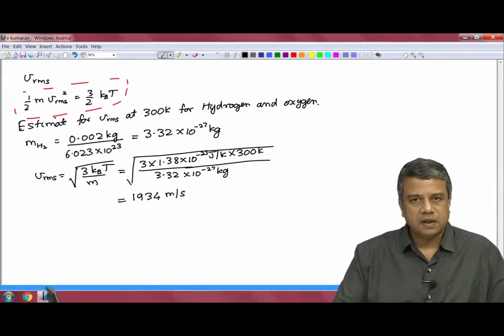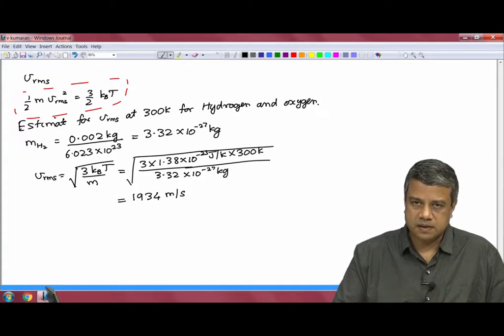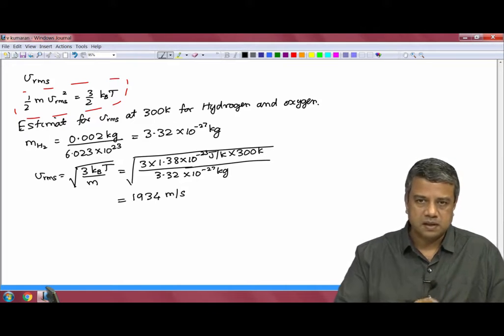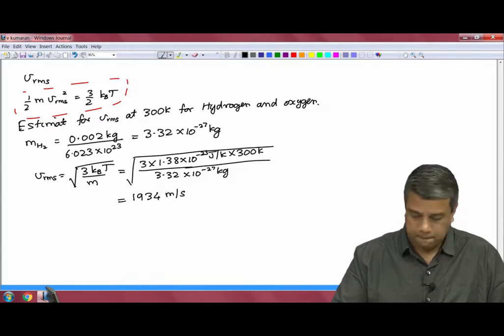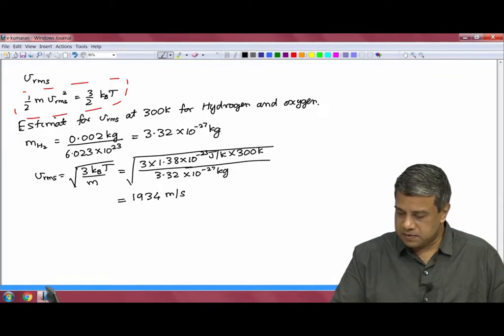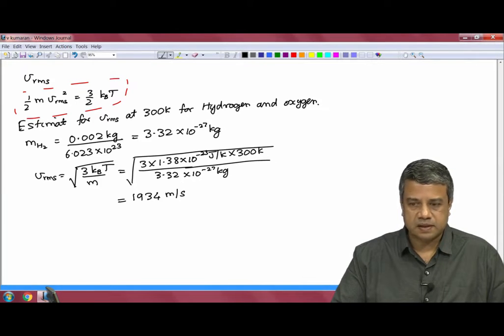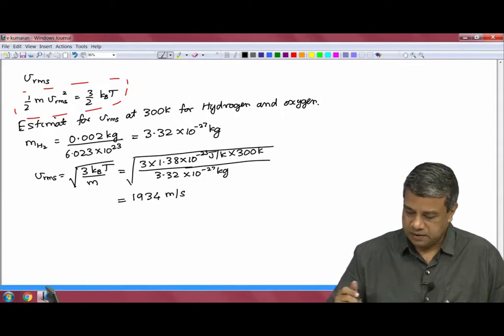kBT is an energy, and energy by mass has dimensions of length square per time square, L square t to the minus 2. So the square root of that is a velocity. So this is approximately the root mean square velocity for hydrogen.